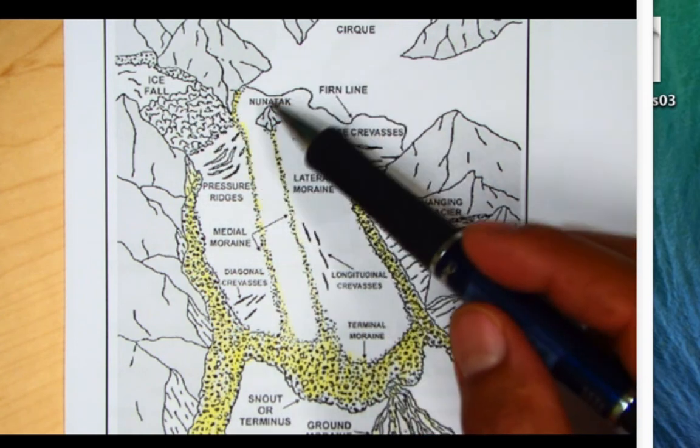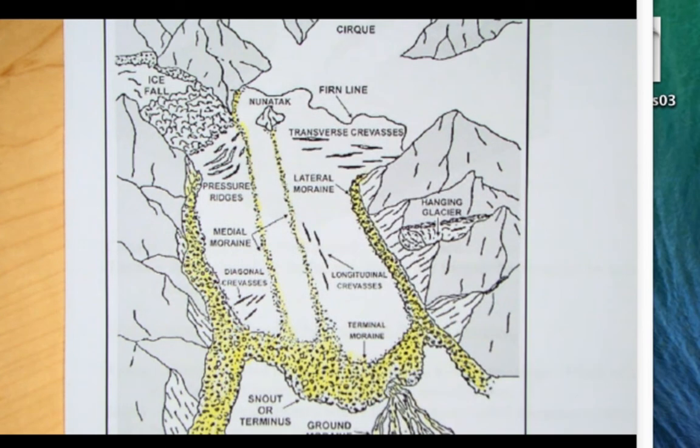Another feature here is this feature here called a nunatak. So if the glacier ice, or if in this case a peak is high enough where it sticks above the glacier ice, you'll make something called a nunatak. So a nunatak is a feature that hasn't really been glaciated.